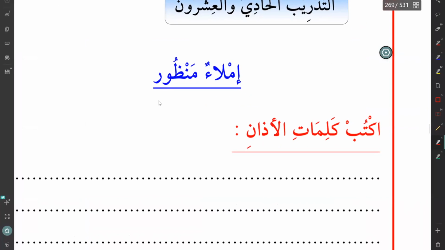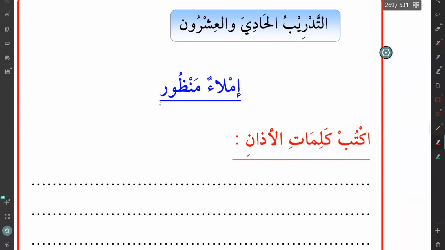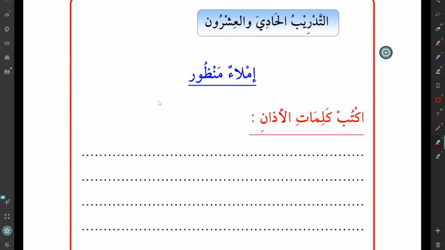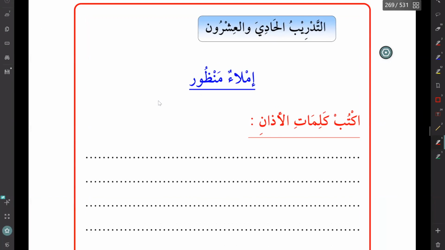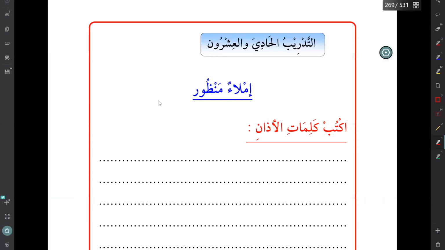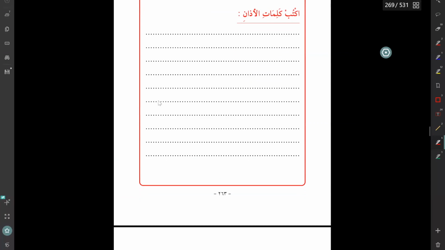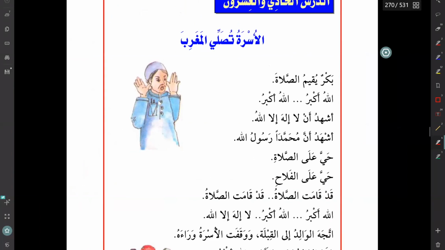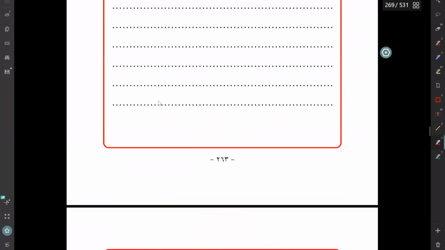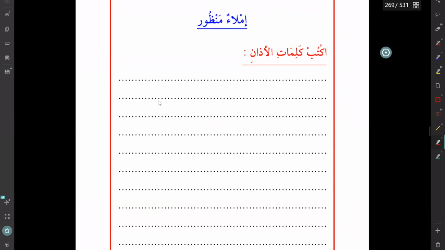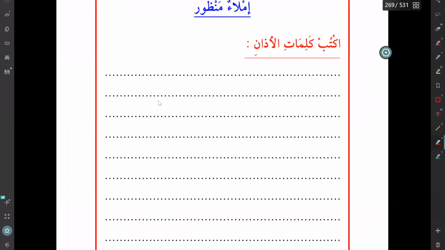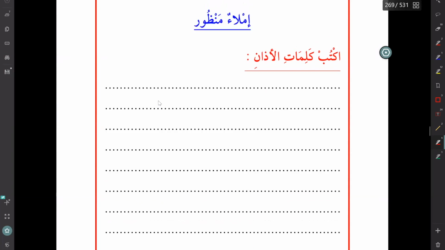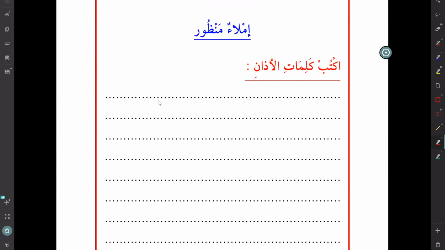The last one, what they're asking is uktub kalimatil adhan. Write the words of the adhan. Basically they want you to write the whole adhan, how to say Allahu Akbar, Allahu Akbar. But the issue is, I think the next chapter is precisely that. They have the whole adhan. So I'll leave this one. We don't have to do this one here, inshallah. When we do the next unit or the next lessons, we can analyze this adhan.